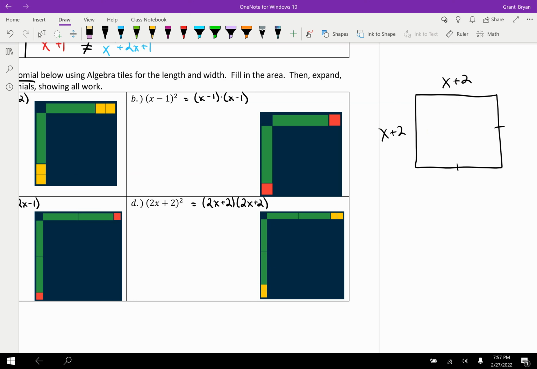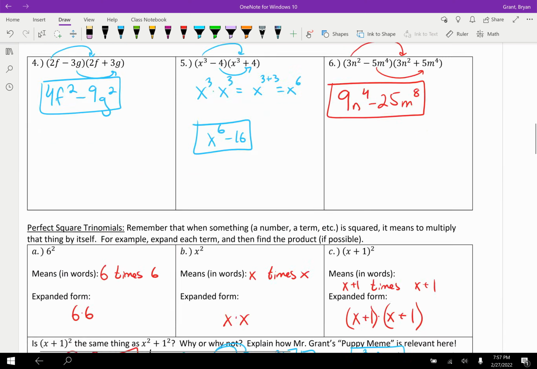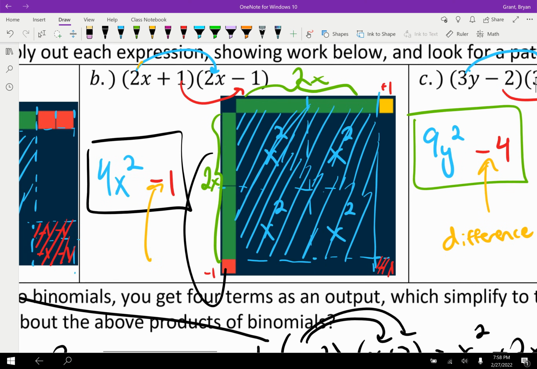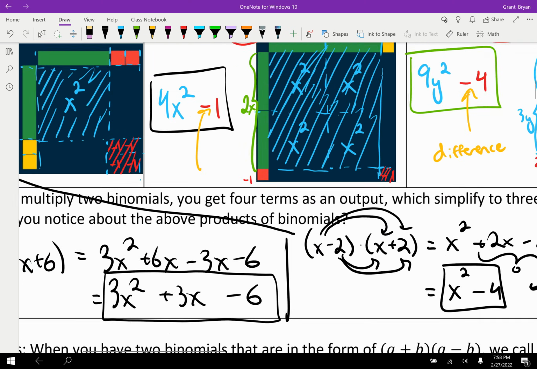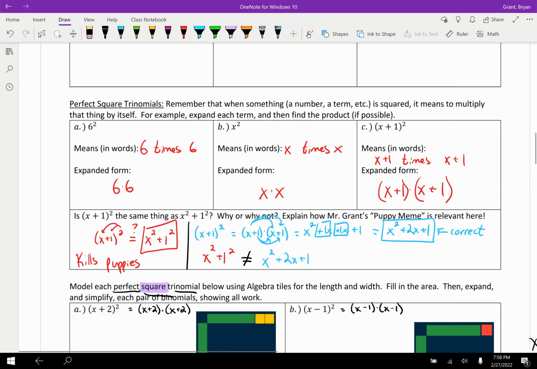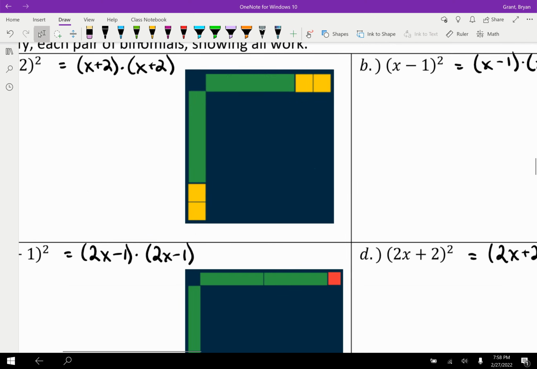They make squares. And that's actually different than our difference of squares up above. Even though there's squares in the name, these guys, I'd argue, are probably not squares because the top and the side are not the same. This side is 2x minus 1, and this one is 2x plus 1. Slightly different. Okay? But if we look down below, these guys are actually perfect squares.